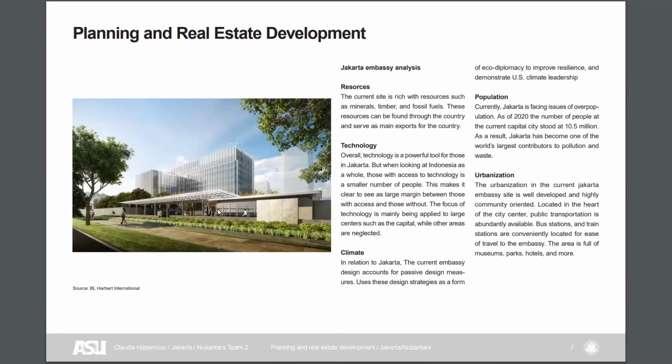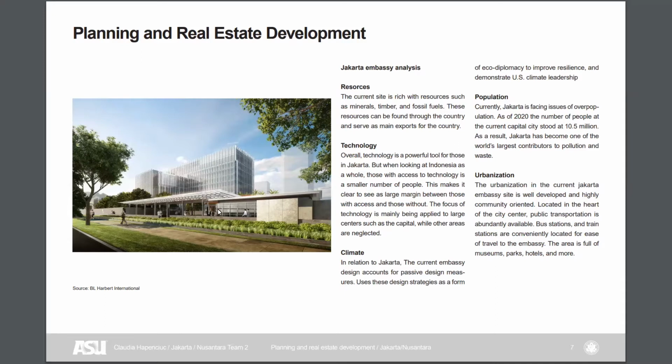Now we studied the embassy and the new site in terms of global drivers. Coming to the resources, the site is rich with resources such as minerals, timber, and fossil fuels, which are found abundantly all over the country and serve as main exports for the country. For technology, technology is a powerful tool in Jakarta, and it is mainly focused in the large centers of the country, while others are neglected.